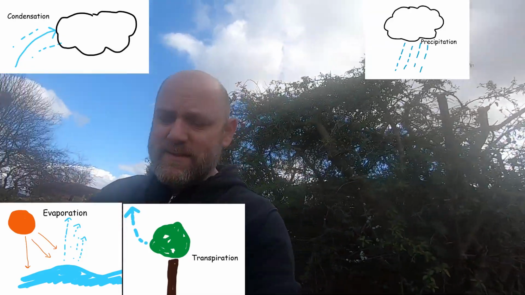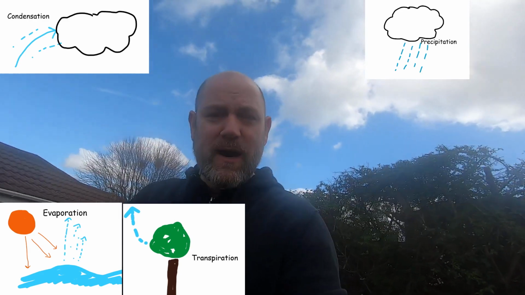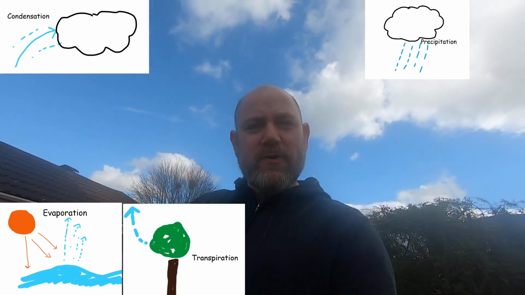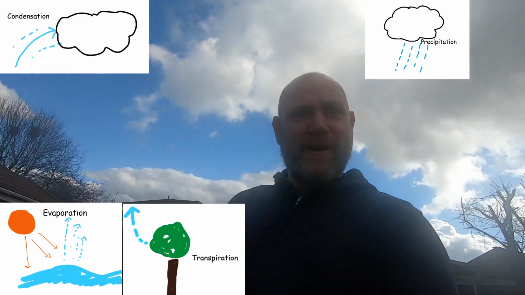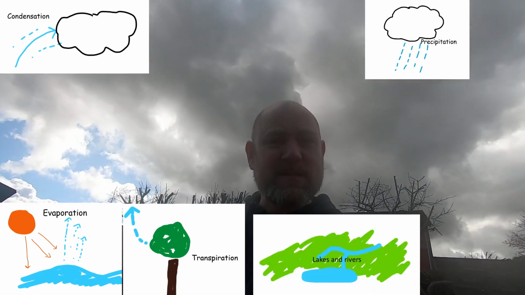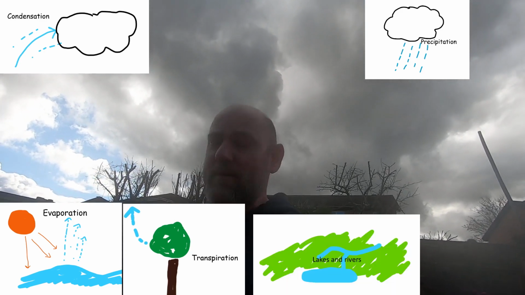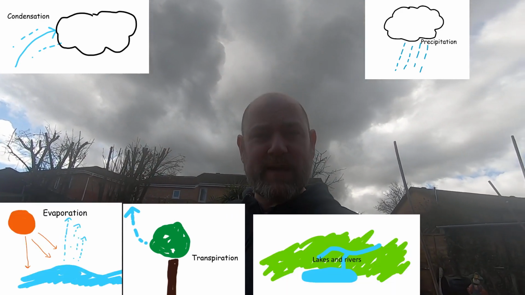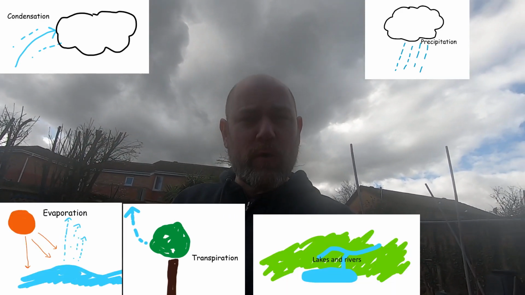Of course, when it rains, that forms surface water and groundwater. And water runs into lakes and rivers, and then down to the sea, and the process will repeat again with the evaporation of water from the sea and the transpiration of water from the leaves of plants. That's the water cycle.